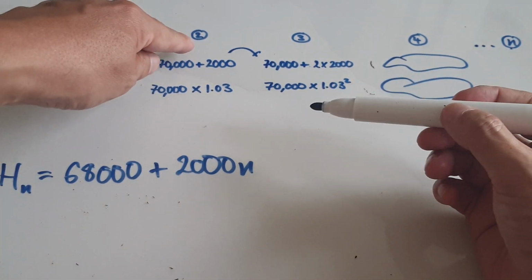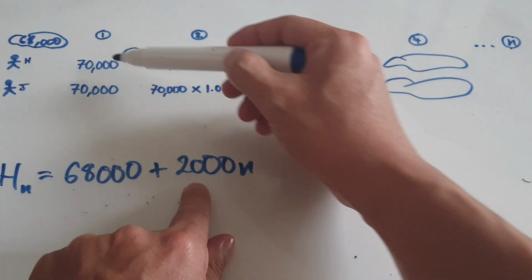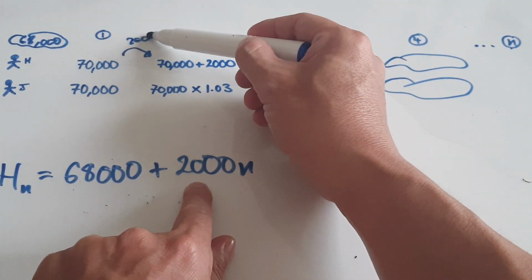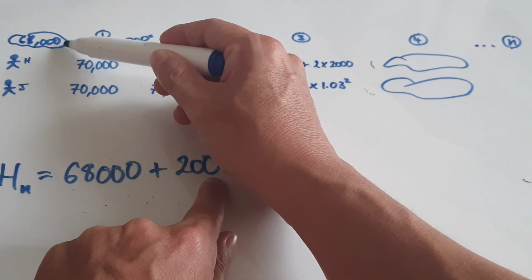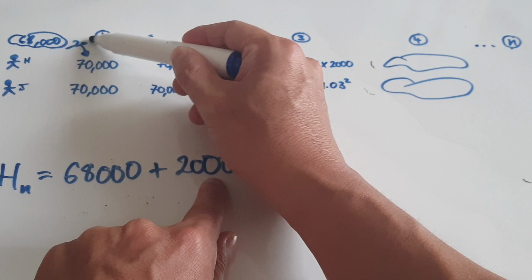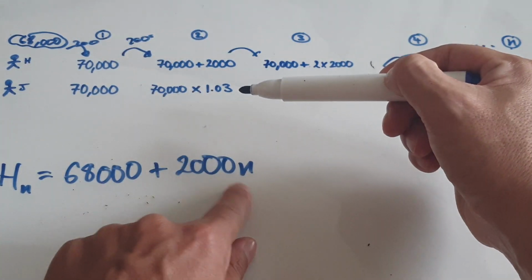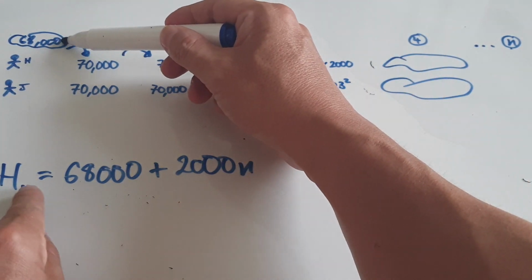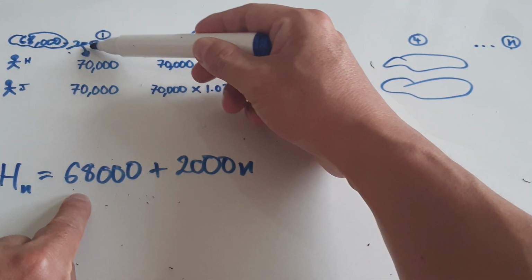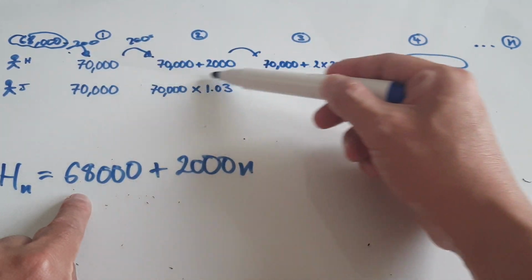Because look at this, when n is, let's say, 2. What that means is you would jump 2,000 twice when n is 2. So 2,000 here, and 2,000 here. We're trying to work out year 2. So look, you start at this number here, you jump 2,000 once, and then you jump 2,000 twice. That would take you to your answer.